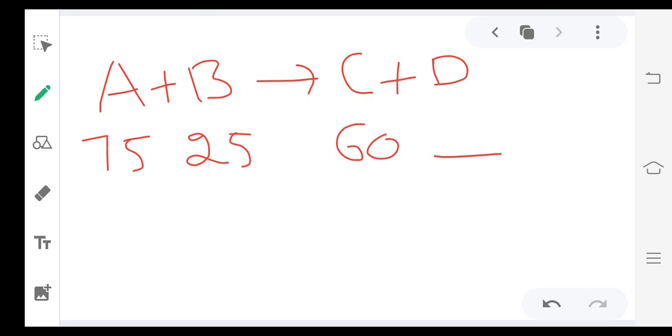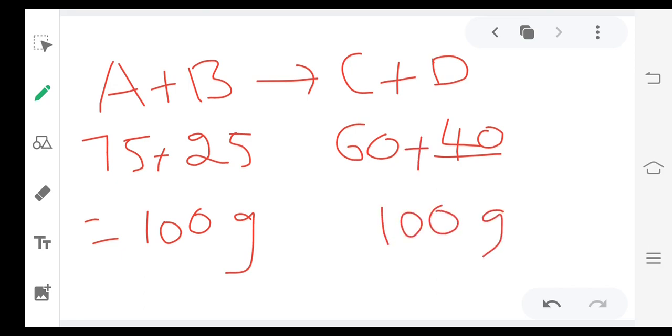According to the law of conservation of mass, the reactants' mass must be equal to the products' mass. Here the reactants' mass is 75 plus 25, which equals 100 grams. Here 60 grams of C is produced, then D must be 40 grams. So 60 plus 40 gives 100 grams. If the reaction happened like this, it follows the law of conservation of mass. The reaction obeys the law of conservation of mass.